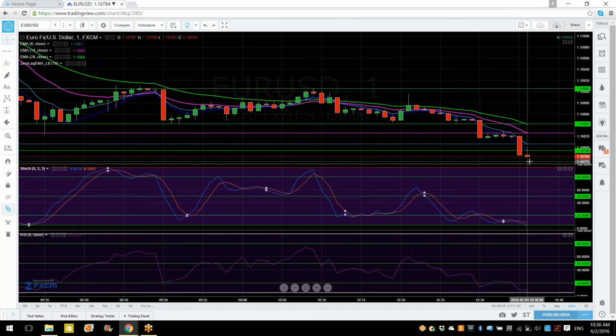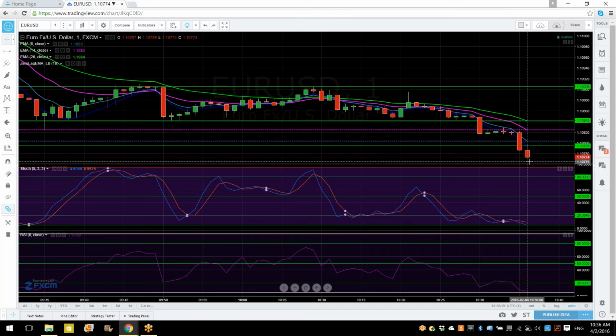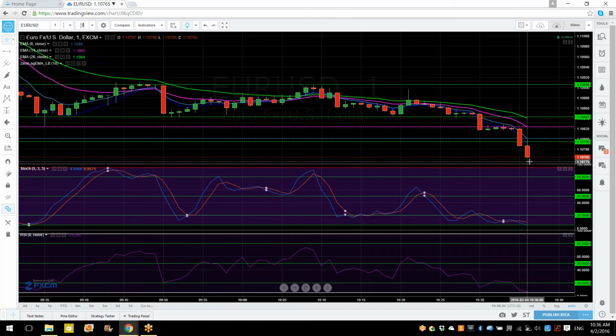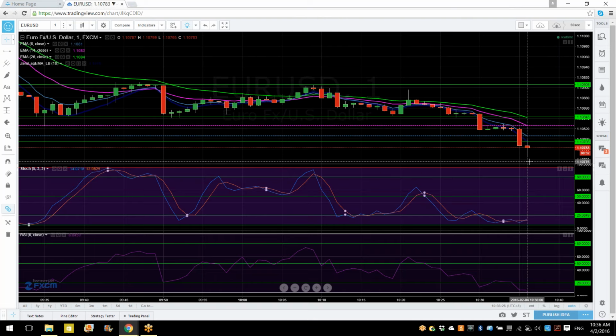This is called naked chart and live trading with price action.